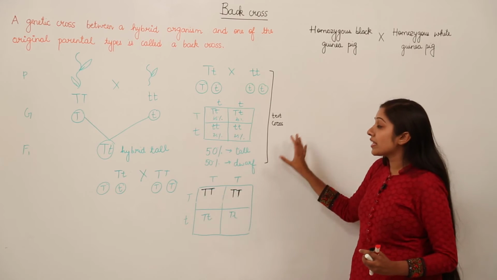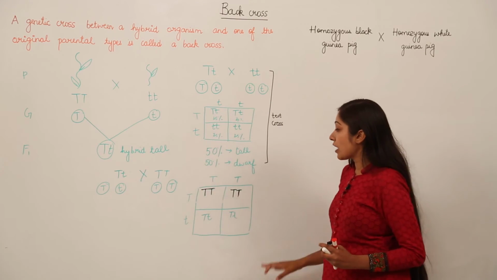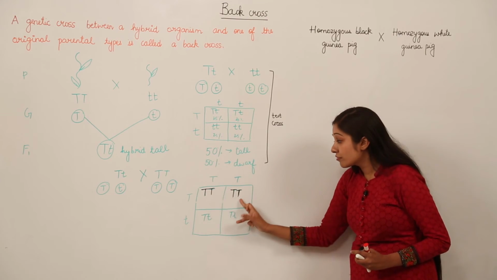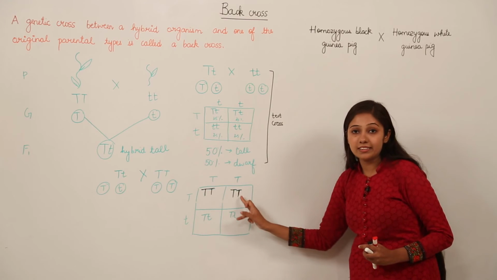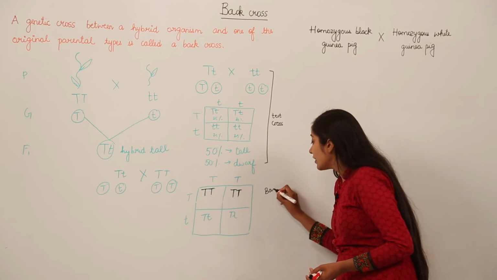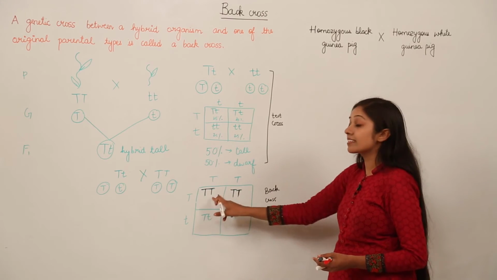But when we are going to take the other parent, the dominant one, what is going to happen? You can see here we are going to have pure breeding varieties. So this is an actual example of a back cross in which we are going to have pure breeding varieties again.